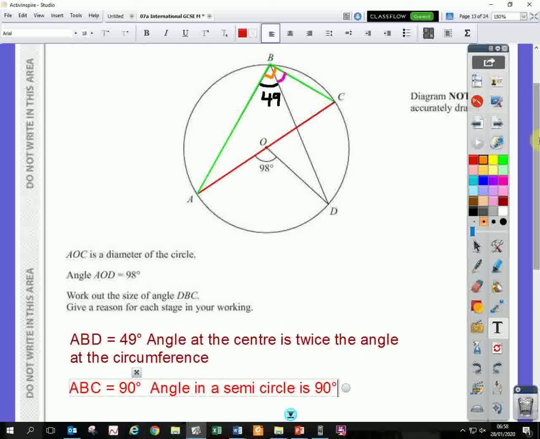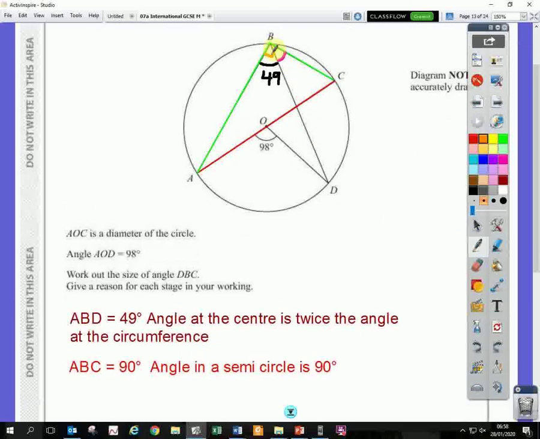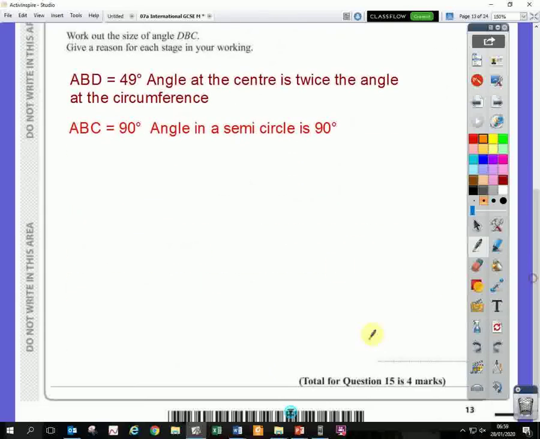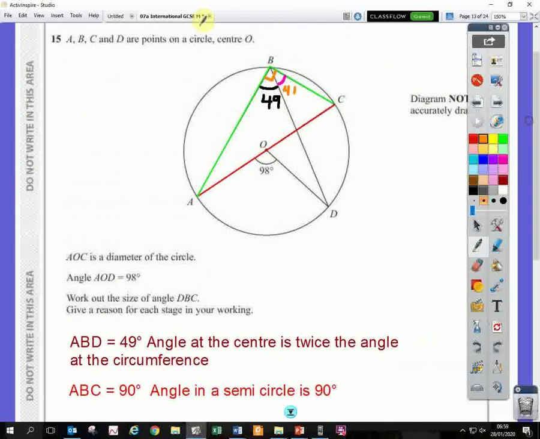Which means this one is fairly easy to work out, because if that's 90 and this part of it is 49, the other bit must be 41. We don't need to write a reason for that. Just need to write the answer on the answer line. 41. That's the one we're trying to work out, DBC. Okay, wonderful.